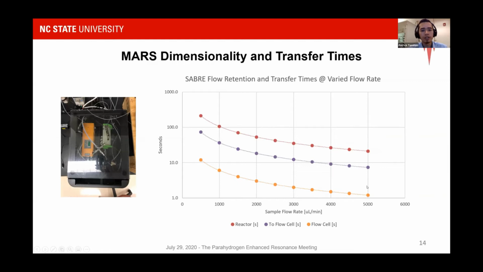So here, orange is the transfer time, the retention time in the sensitive volume of the Spinsolve. Purple is the transfer time from the end of the tube-in-tube reactor to the sensitive volume of the flow cell. And red is the retention time in the tube-in-tube reactor. So you can see our retention times are very high, which is great, but our transfer times are a little bit long at this point, and this is something we're working on, and I'll talk about it a little bit more in a few slides.